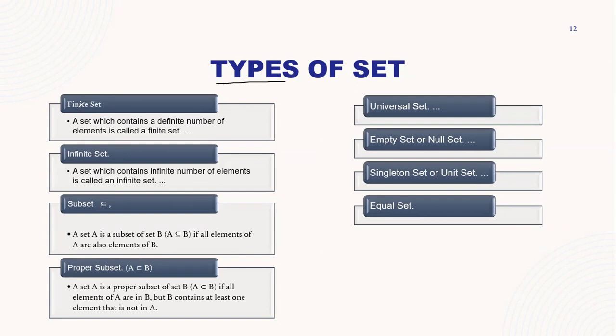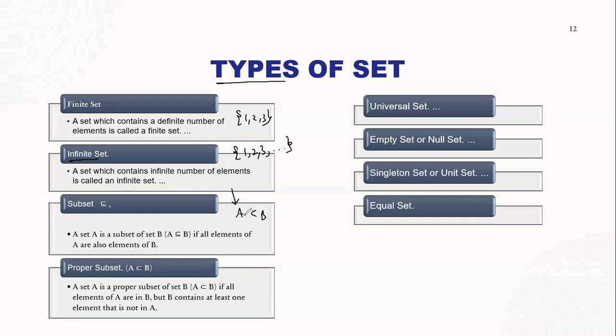Finite set. A finite set contains a fixed number of elements. For example, I write 1, 2 and 3 only. Infinite set, which does not contain a fixed number of elements. It means which does not end. For example, the natural number set 1, 2, 3, dot dot dot. Infinite.